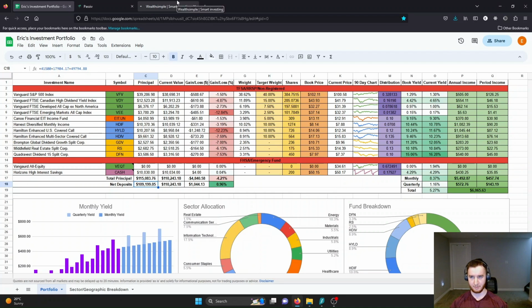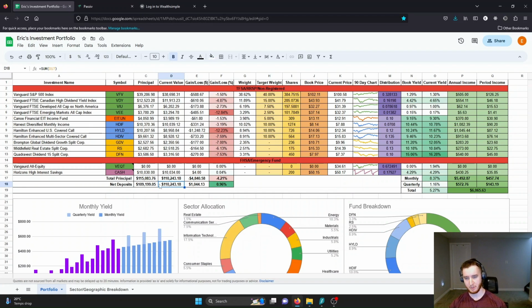Wealthsimple is just logging out there, but I was going to show you those net deposits. I'll just put them here and explain these right now. The $41,500 is my TFSA contribution limit. The $17,904.17, that's my RSP limit. And then the $49,794.88 is how much I've invested into my non-registered account, which includes the emergency fund and any investments in these funds in my non-registered account.